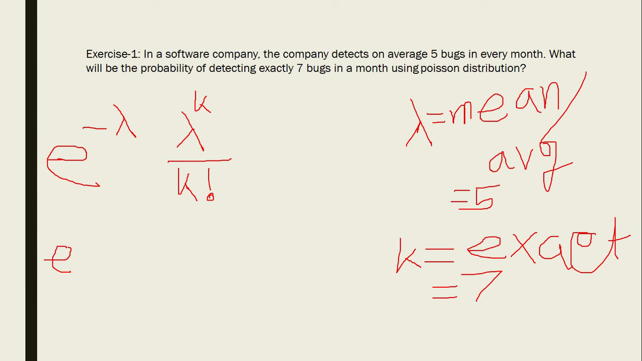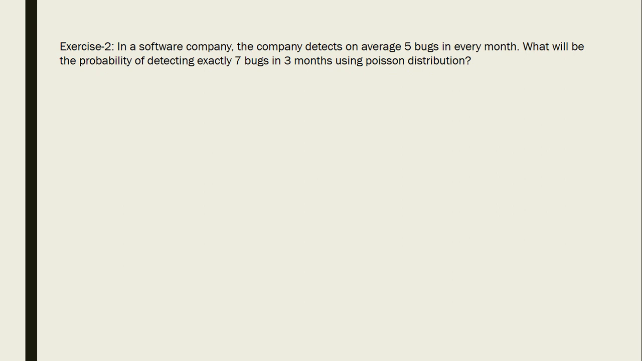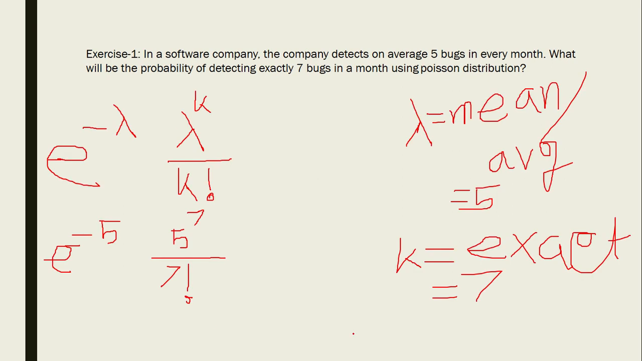So our answer will be e to the power minus lambda, which is 5, then 5 to the power k, that means 5 to the power 7, divided by 7 factorial, right? This will be our answer. You will calculate this, and whatever the result is, that will be your answer.